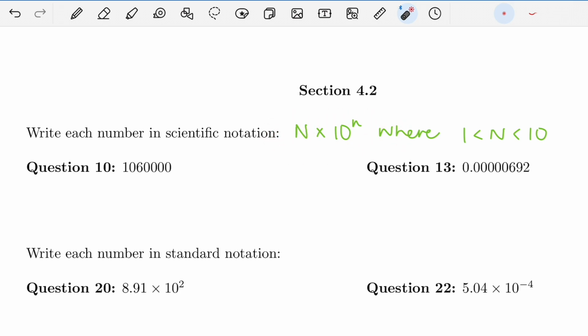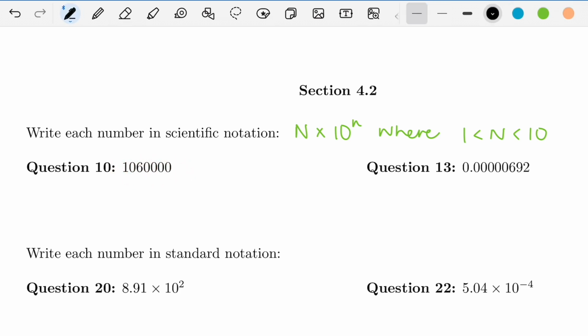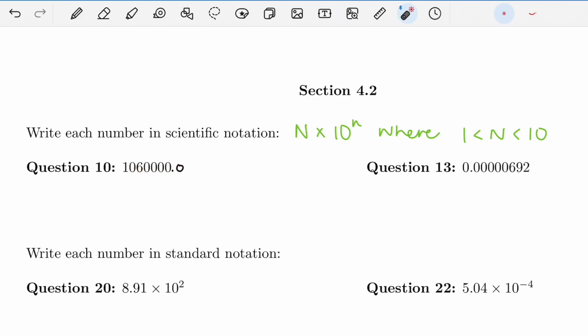So let's look at these examples here. We have this large number, and as we know, every number is going to have a decimal here, right? This number can be rewritten as 0.0. So we're going to move this decimal however many places to the left so that the number we're left with is going to be a number in between 1 and 10.